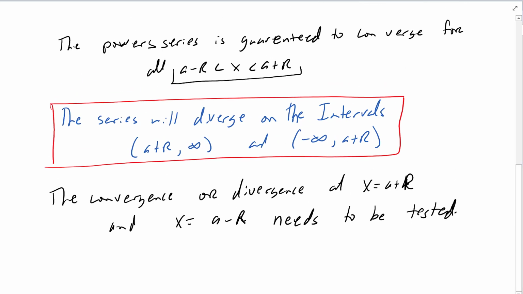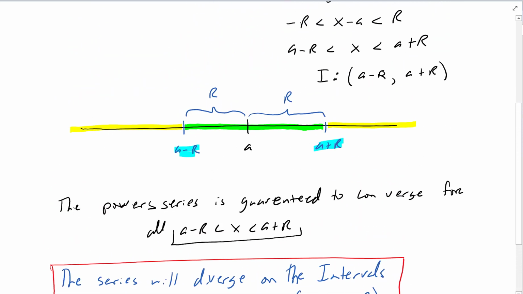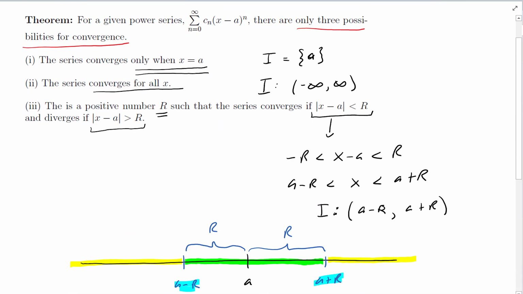Now, I mentioned that this value of r was called the radius of convergence. So this positive number r is our radius of convergence. So radius is equal to r. In case 1 and case 2, we also have a radius of convergence. In case 1, the radius of convergence is 0 because you're sitting at where you're centered, you're not going out any direction on either side. In case 2, the radius of convergence is infinity.